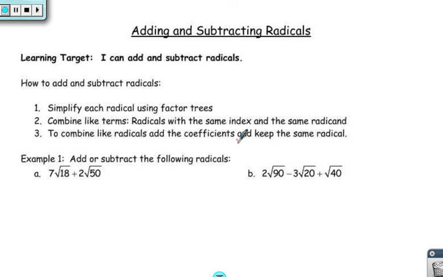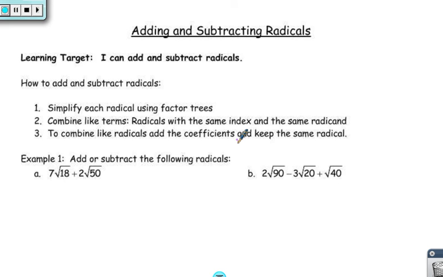Hi everyone, we're going to add and subtract radicals today. So how do you do that? You first need to make sure all the radicals are simplified. And that's what we reviewed last video, making the factor trees, pulling out your groups, okay? So once you do that, all you have to do is combine like terms.